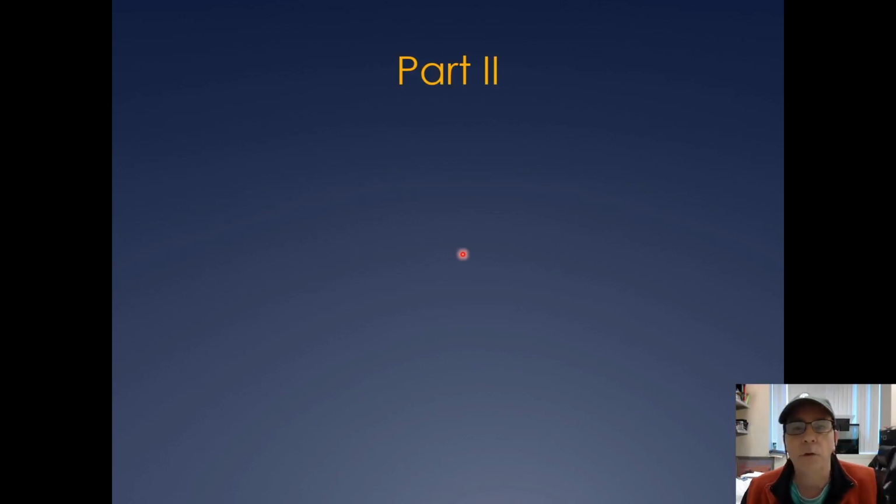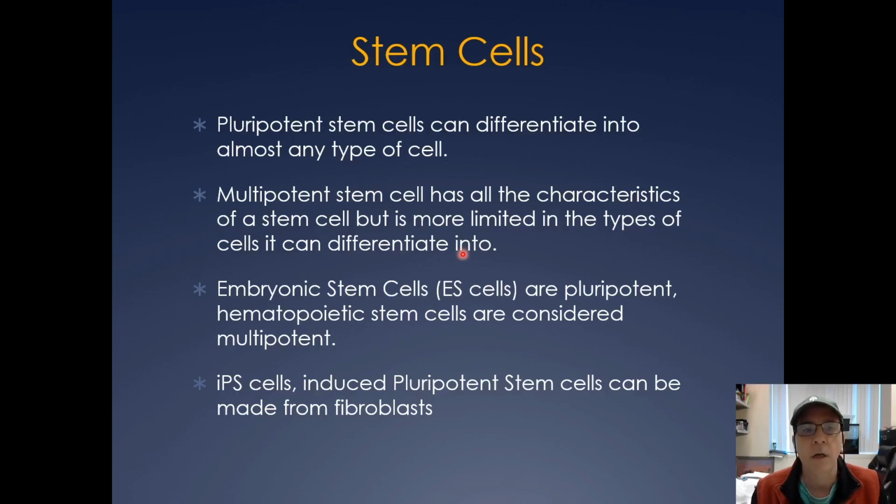Okay, class, so here's part two, and we're going to be doing stem cells. Two important terms you need to know whenever you're talking about stem cells is the concept of pluripotent stem cells and multipotent stem cells. So, pluripotent stem cells can differentiate into almost any cell type. So you can almost think that a fertilized egg, for example, is a pluripotent stem cell.